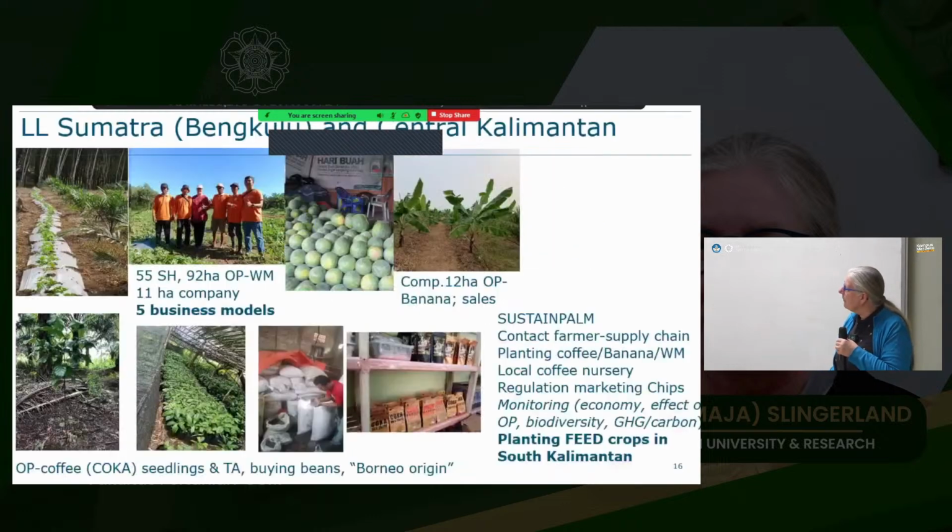So since we started last year in November, and the year before, we have a living lab in Bengkulu and one in Central Kalimantan.